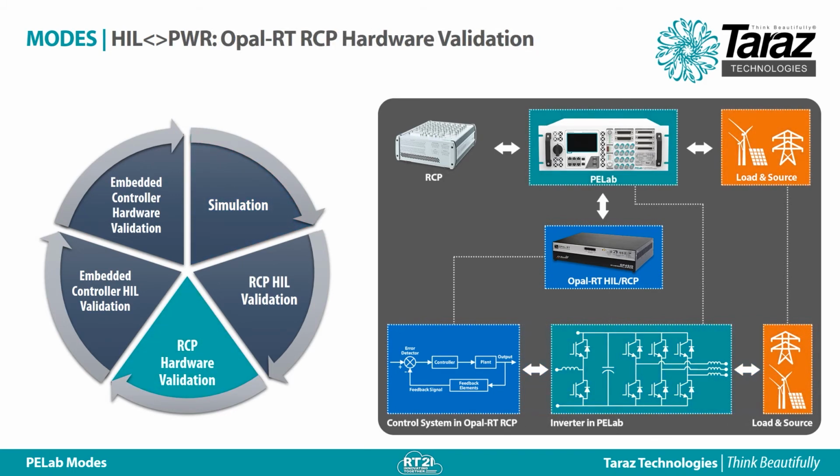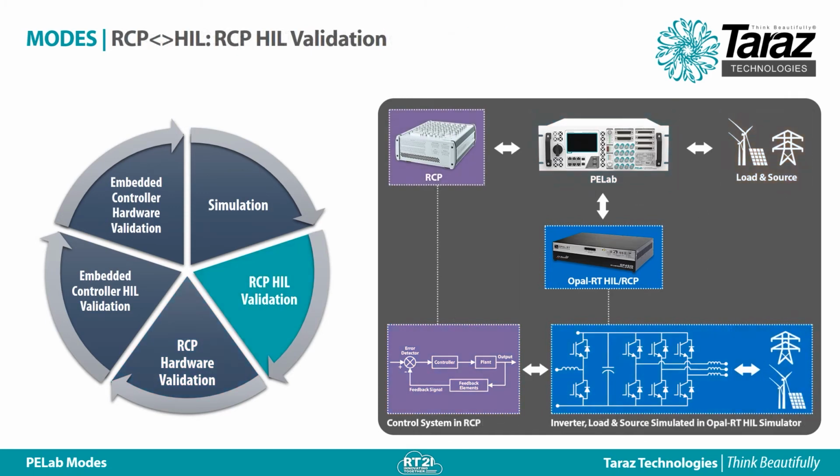Next, we will operate the OPAL-RT simulator as an RCP. The PELab will be in HIL to power mode. The PWM signals will be generated by the real-time simulator and will go to the power electronics hardware inside the PELab. The third mode in the PELab is RCP to HIL.